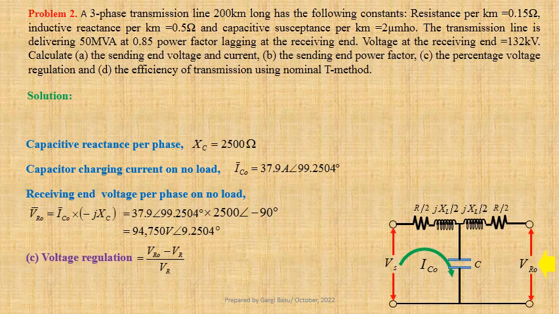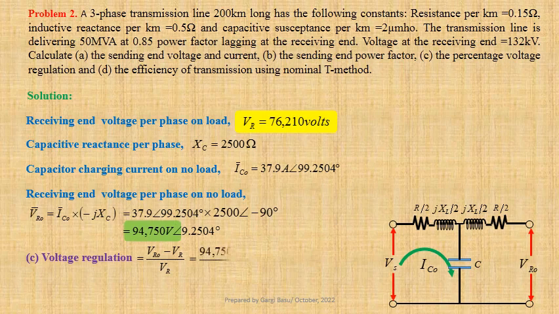Let us now calculate voltage regulation, that is equal to VRO minus VR divided by VR. We have obtained receiving end voltage per phase on load VR equals to 76,210 volts. Therefore, voltage regulation equals to 94,750 minus 76,210 divided by 76,210. That gives us 0.2433 per unit or 24.33%.